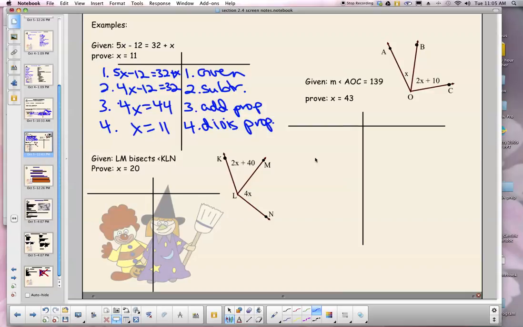Okay. Let's try this one. Let's see here. What are we given? We're given that angle AOC is 139 degrees. That's what we're given.